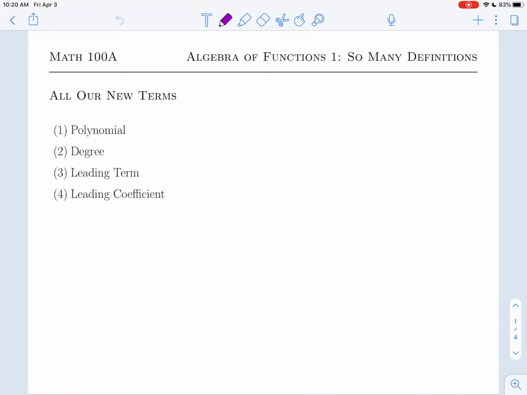Hey everyone, welcome to our first little lecture from the Algebra of Functions section. So in this section we're actually going to deal with quite a handful of new definitions, so this first video is just going to cover what those new definitions mean, how we're going to use them.